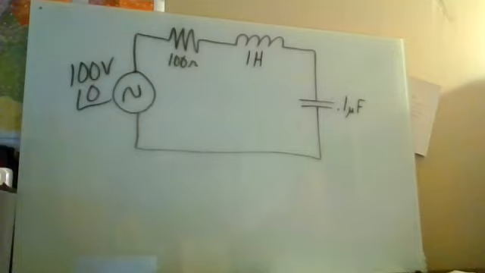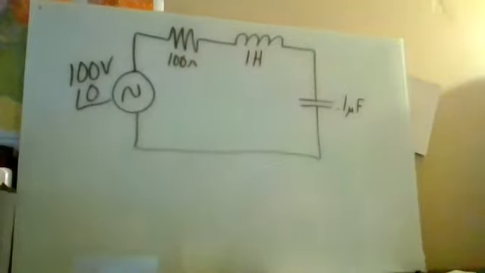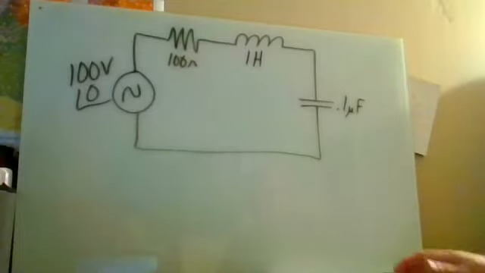So I'm going to follow my steps. Step one, I'm going to look at my voltage and make sure it's in phasor form. So the voltage I gave you, did I give you phasor form or sinusoidal form? You guys should know this. We went over this the other day. That voltage right here, is that phasor or sinusoidal? You have to look back at your notes. That is phasor form. So I'm already good. I don't have to do anything with my voltage.